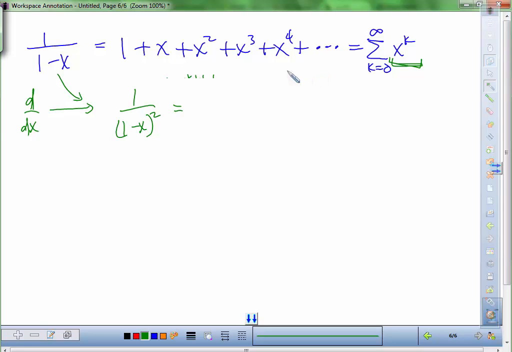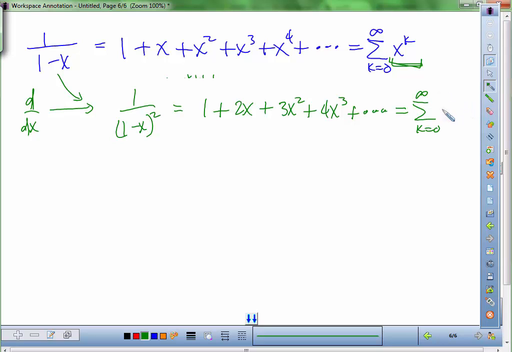All right, let's take the derivative of the right-hand side. What do we get? Derivative of 1? 0. Derivative of x? 1. And then 2x squared. So if we imagine taking this pattern, we can actually take the derivative of the series itself, the representation itself. So the derivative here is what? k x to the what? k minus 1.